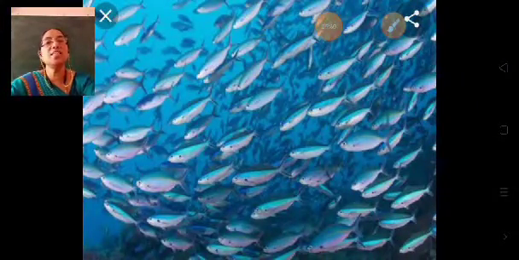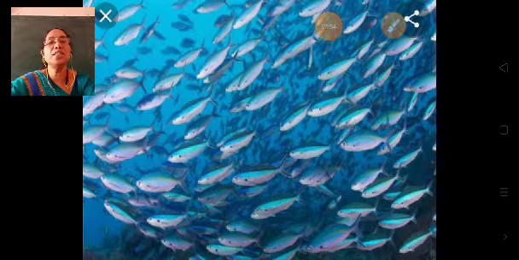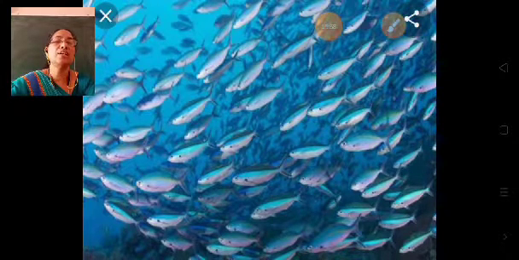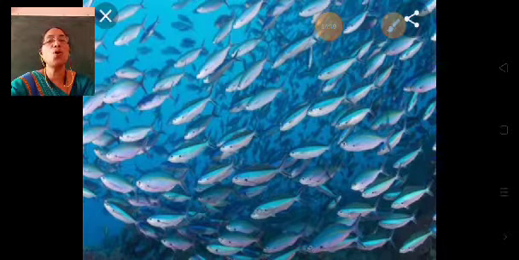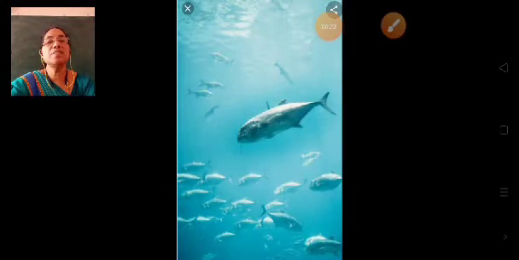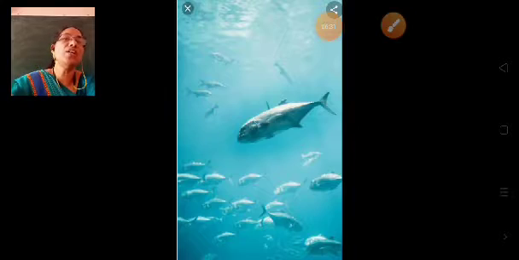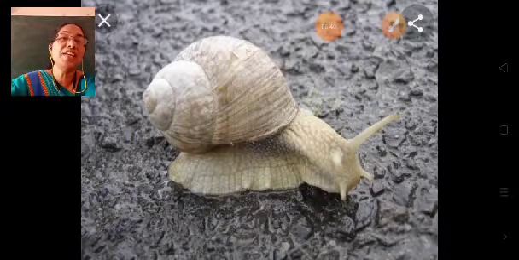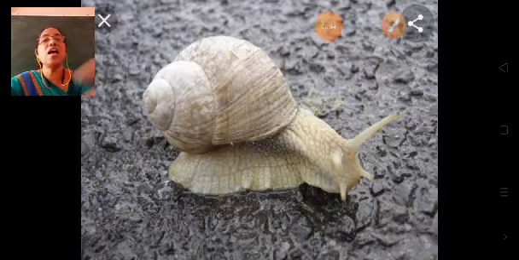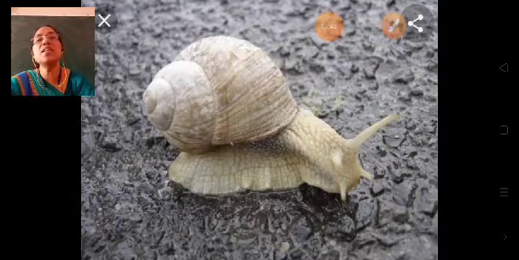Students, now let us learn about the adaptations of aquatic animals. Students, animals that live in water are called aquatic animals. Okay, we already know that animals that live in water are called aquatic animals. Fish, snails, turtles and crabs are some of the aquatic animals. See the image also.